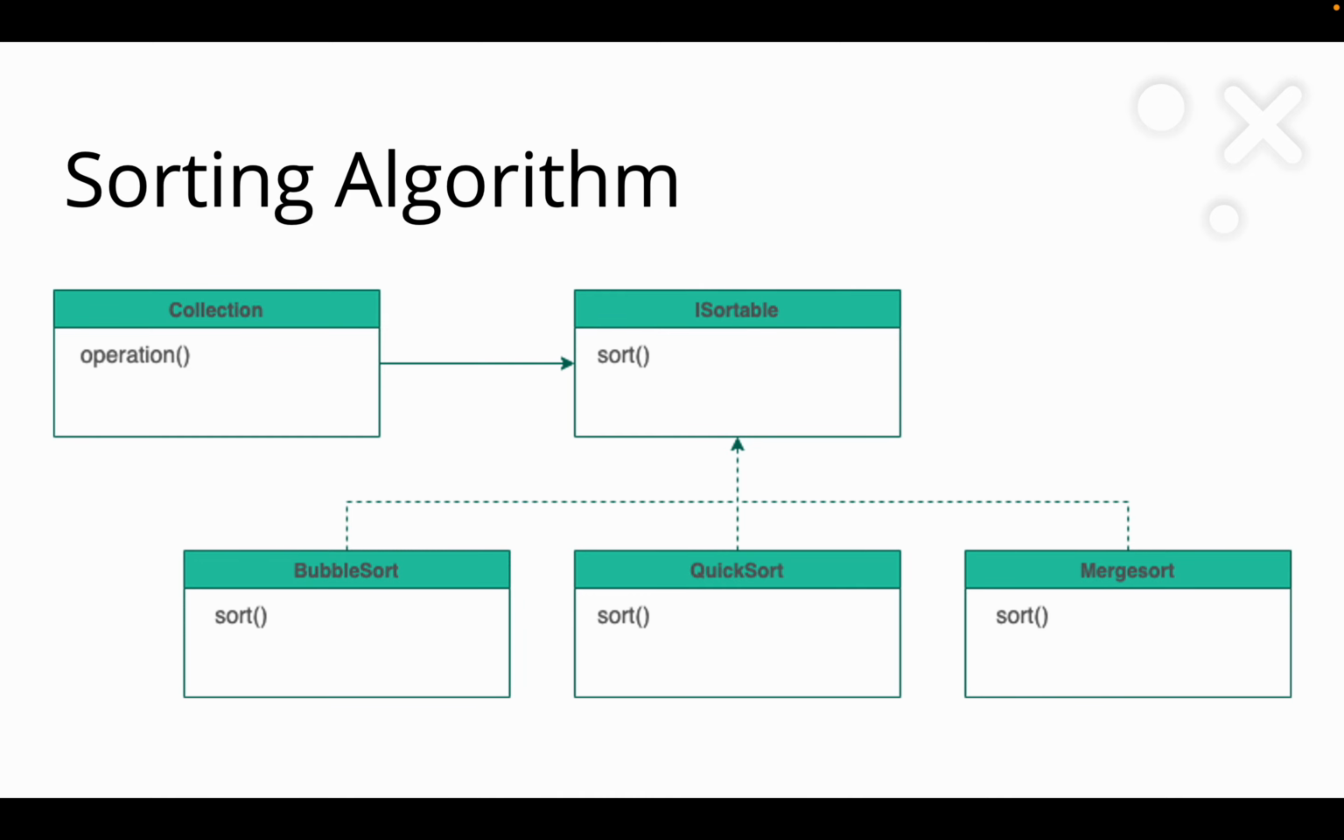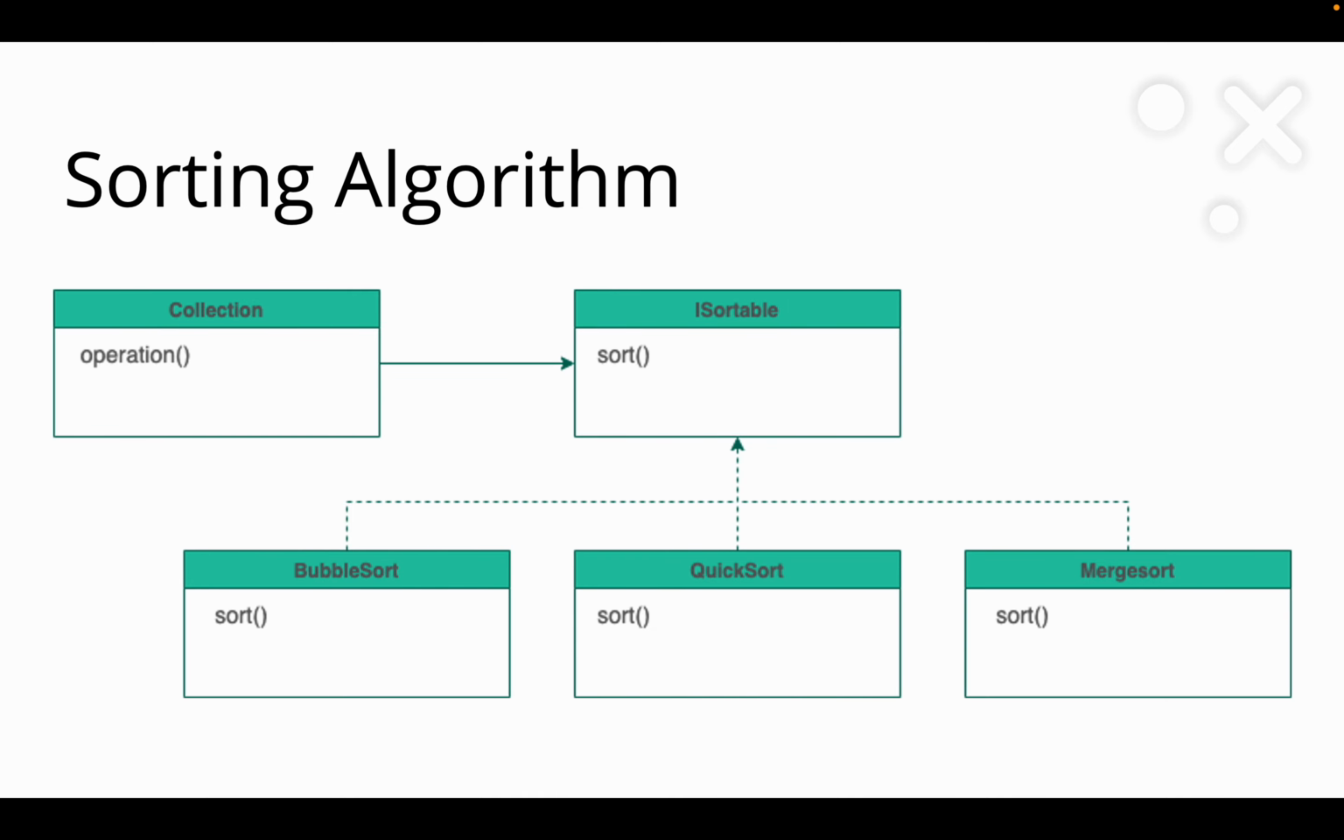The sorting system can define an interface for sorting algorithms with a set of methods that are required to sort a collection of items. Each sorting algorithm can then be implemented as a separate class that implements this interface. For example, the bubble sort class would implement the sorting algorithm interface and contain the logic to sort a collection of items using the bubble sort algorithm.